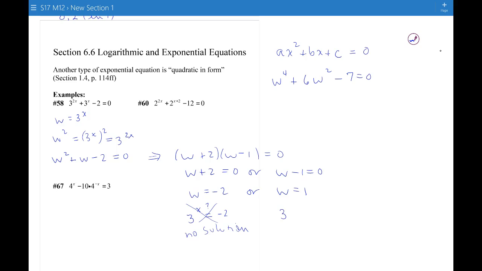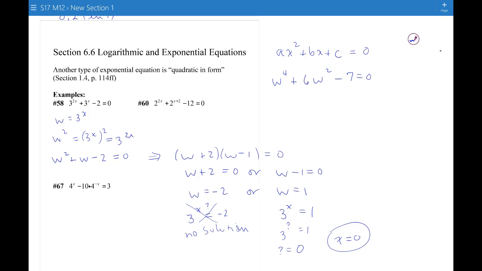Okay, so then w equals 1 would be 3 to the x equals 1. Well, you can make this complicated by taking logs of both sides, or you can think about it and say, well, if I have 3 to some power and it equals 1, then the power has to equal 0. So x has to equal 0 is going to be the only solution. So if x is 0, does that work? Yep, 3 to the 0 is 1, plus 3 to the 0 is 1, minus 2 equals 0. So x equals 0 is the only solution to this equation.